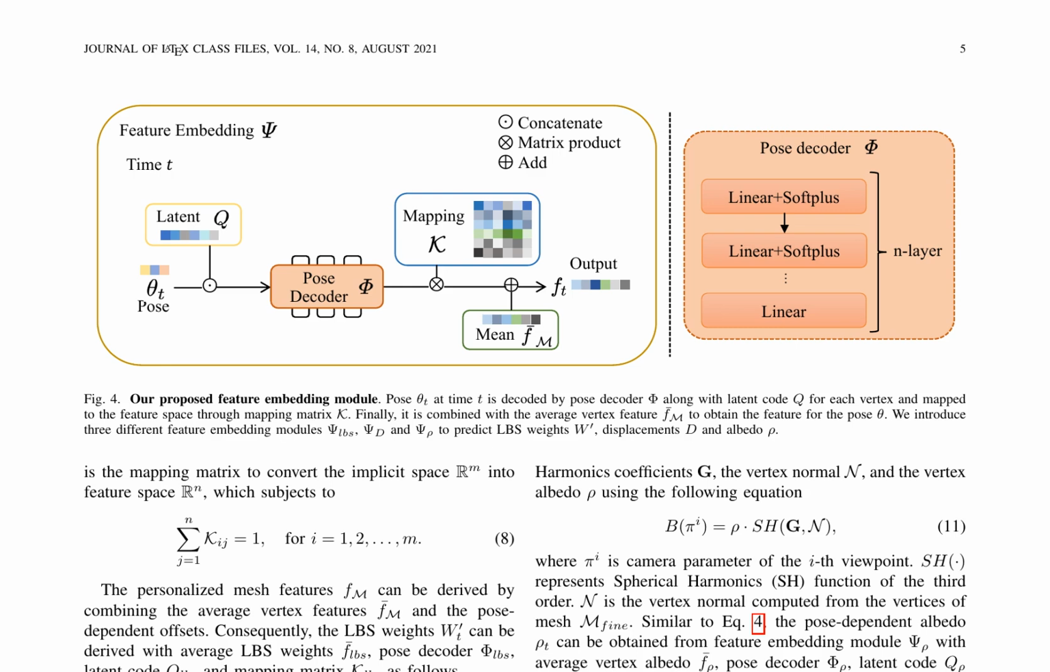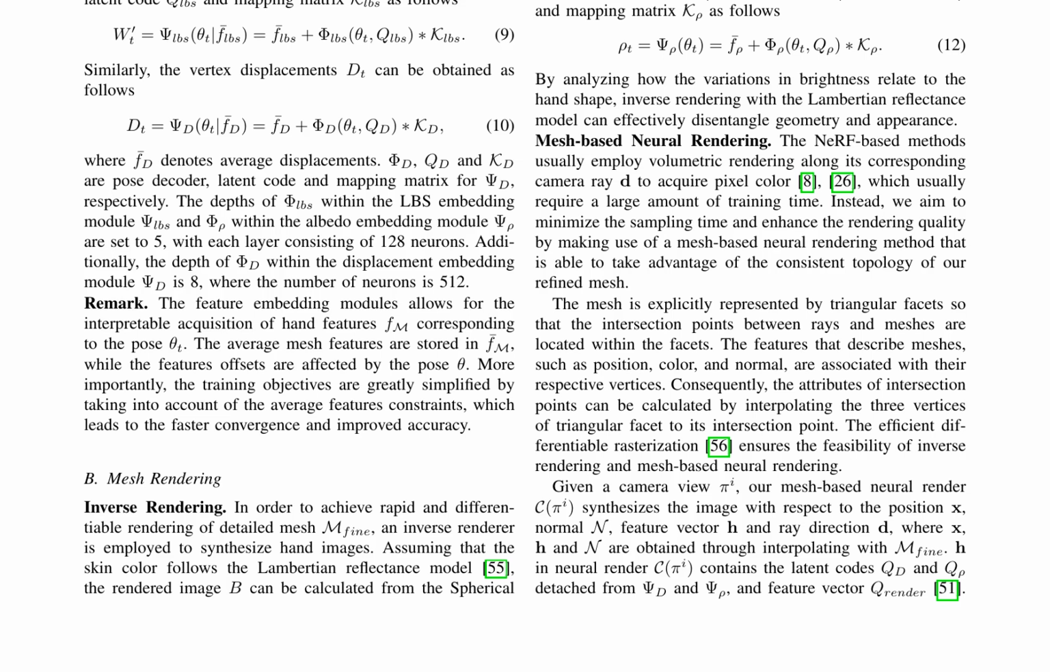The mesh rendering process involves inverse rendering and mesh-based neural rendering. Inverse rendering synthesizes hand images using the Lambertian reflectance model, which assumes that the skin color follows a Lambertian reflectance model. The rendered image B can be calculated from the spherical harmonics coefficients G, the vertex normal n, and the vertex albedo rho. The pose-dependent albedo rho can be obtained from the feature embedding module Psi-rho with average vertex albedo f-rho, pose decoder phi, latent code Q-rho, and mapping matrix K-rho.